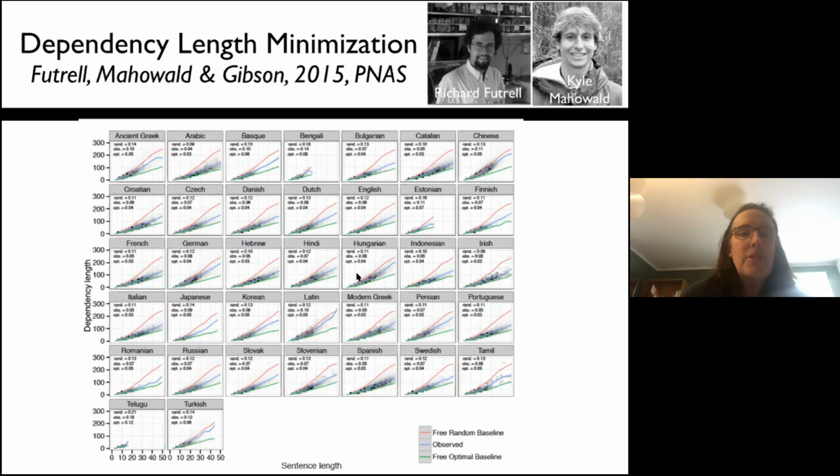Okay, so in English, we see this red line is that very conservative baseline. On the x-axis here is the sentences getting longer and longer. So this is like 50 word sentences, and not very many of those. So we're talking about most of the data points here between 5 words and 30 words, which are typical sentence lengths. And you see that the baseline is much longer on average than what actually occurs. That's the blue line. The green line is if we chose the optimally close thing every single time. So that's the optimal baseline.